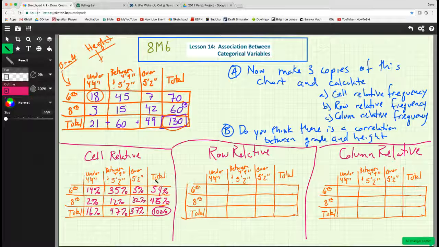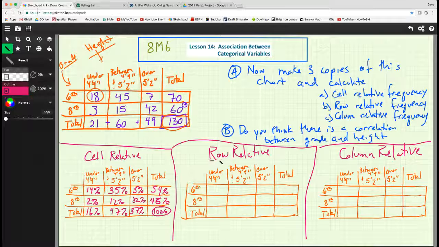Good. So what does this tell us? Of all the boys in 6th and 8th grade, what percent are under 4'9" and in 8th grade? Well, that would be 2%. If I ask you the question, what percent of boys are over 5'2" tall and in 6th grade, you'd tell me 5%. That's the percentage. Okay, so that's our cell relative data.